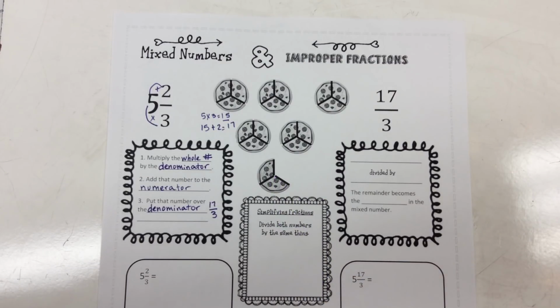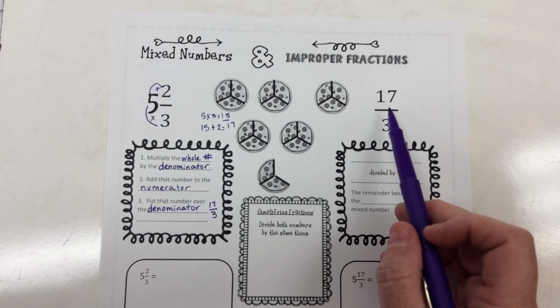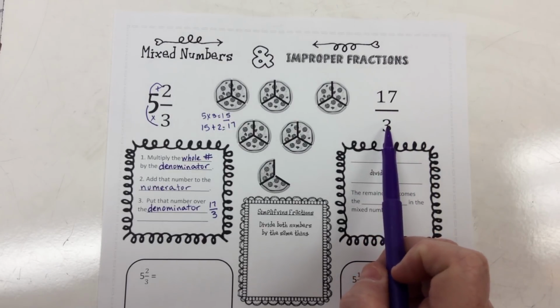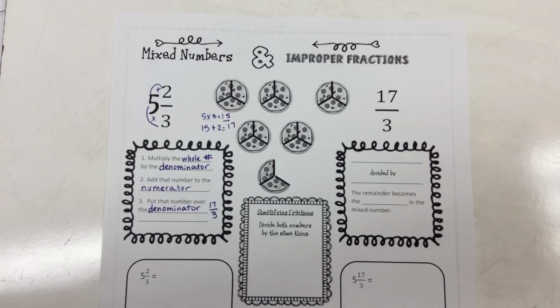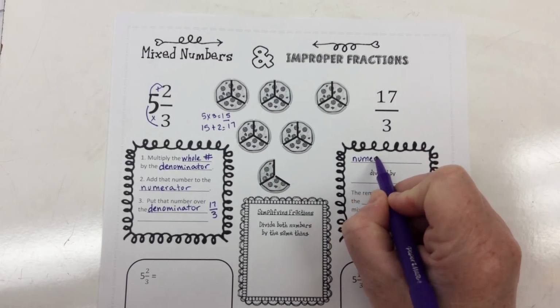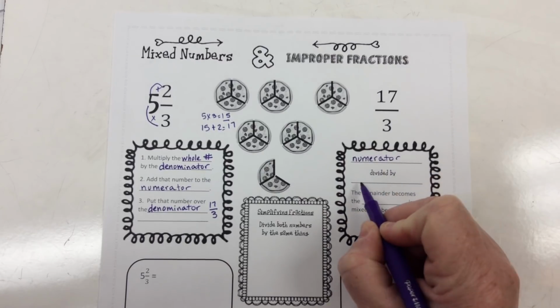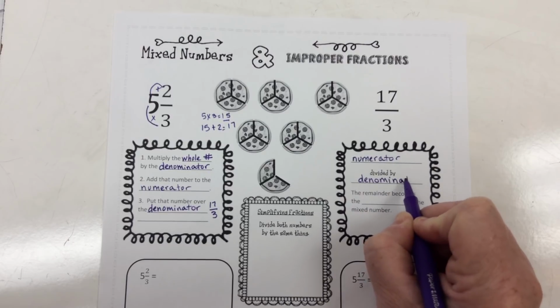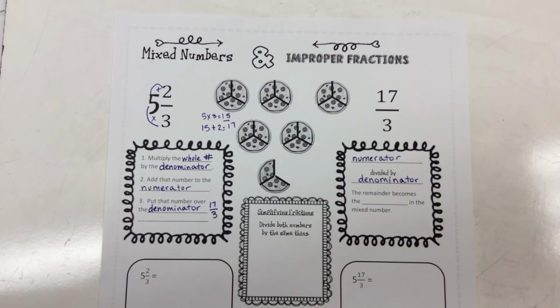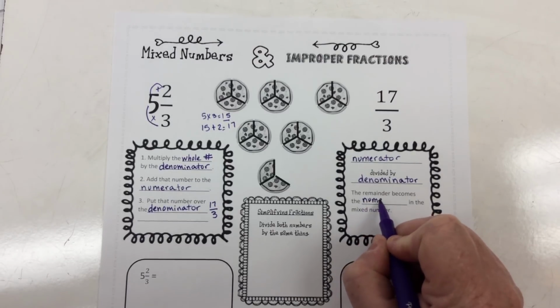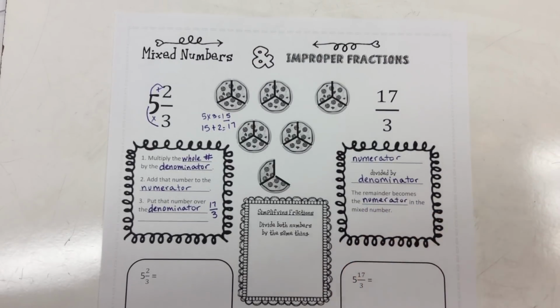Over here, if I have an improper fraction, that means it's greater than one whole and the numerator is larger than the denominator. I'm going to divide there. It is numerator divided by denominator. Now that remainder becomes the numerator in the mixed number.